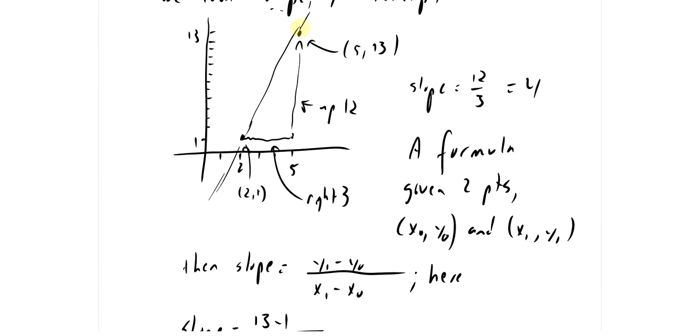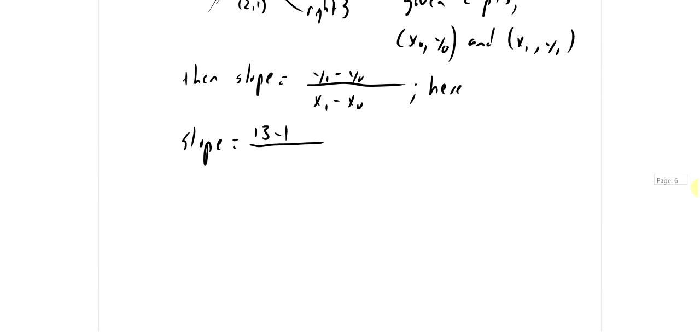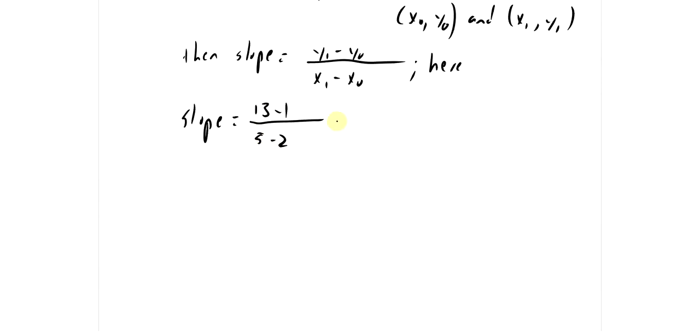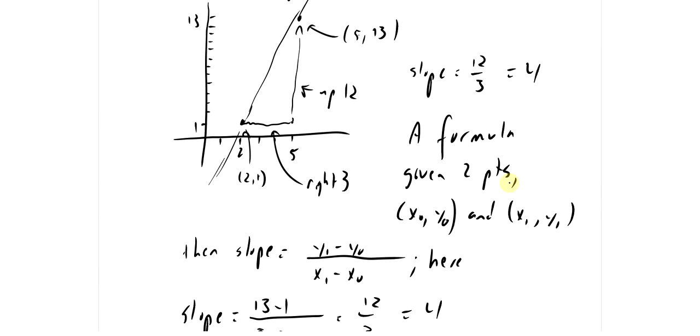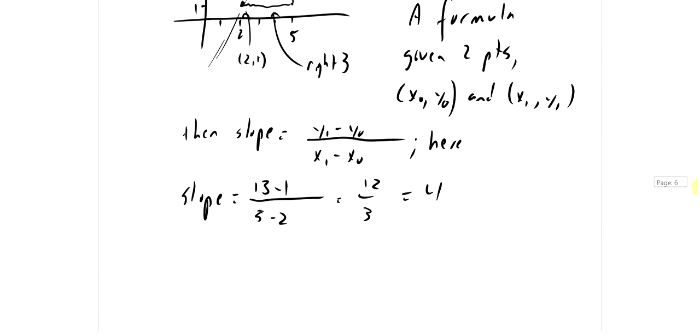minus x0. So if this point is x1, its coordinate is 5. If this point is x0, y0, then its coordinate is 2. So 5 over 5 minus 2. Right? That's our up 12 over 3. So a slope is 4. And so this is a formula for, if you're given 2 points, you can find the slope.